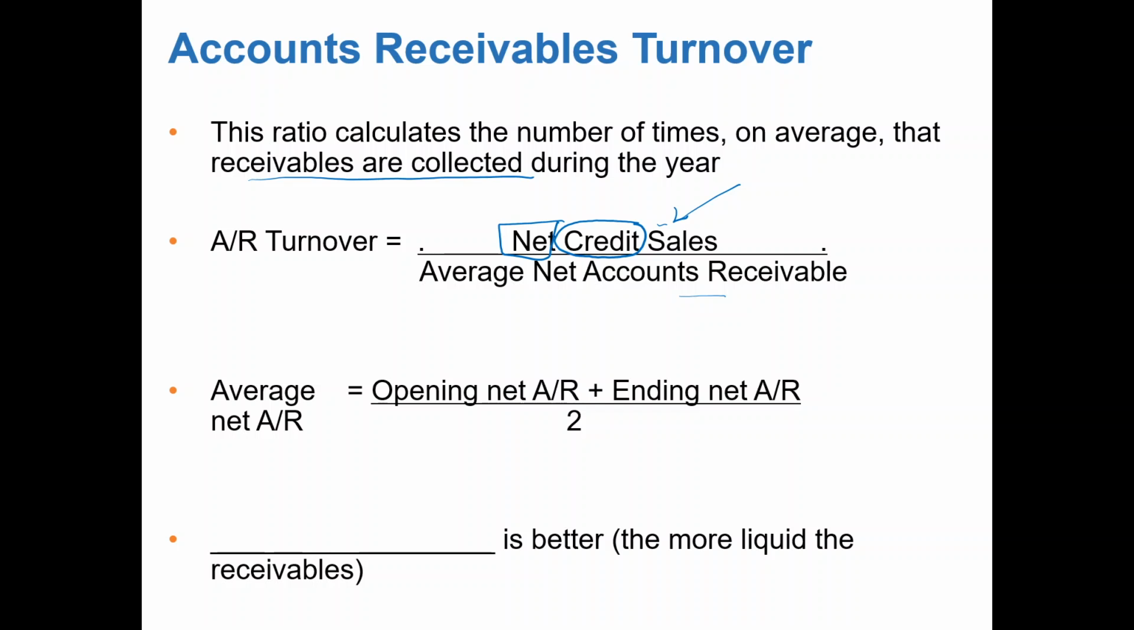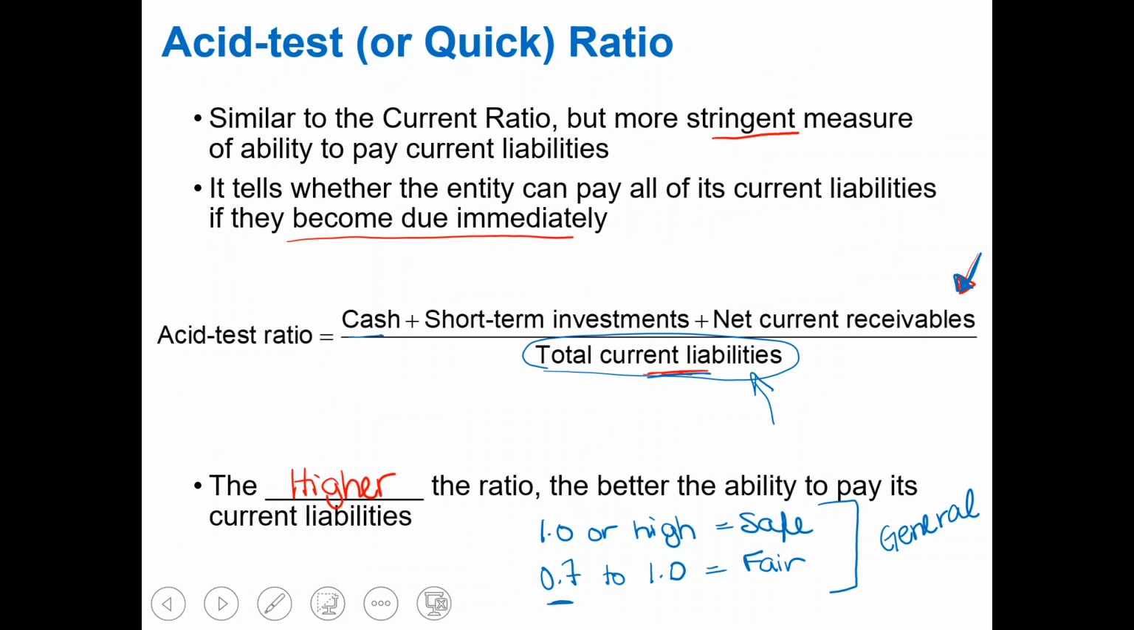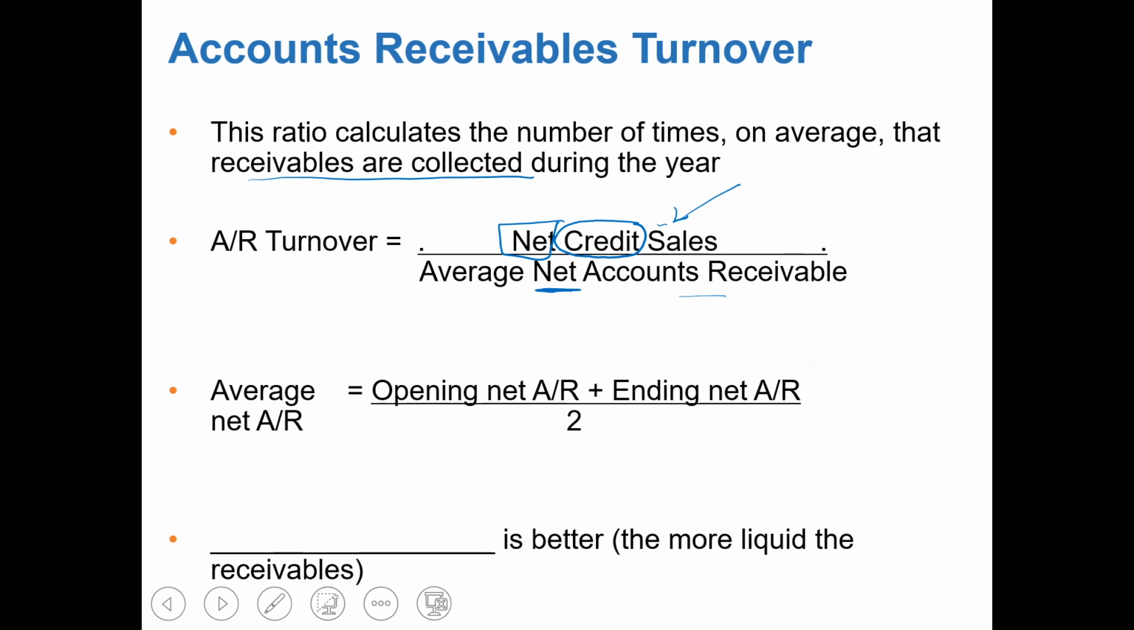We're also using average net AR. So the net for AR means after you've deducted the allowance for doubtful accounts. So not your full amount, but the amount after that allowance. And just to note, that was the same for this quick ratio. We use the net receivables here as well. So full AR minus the allowance for doubtful accounts equals these net receivables. That is what we would use in both of these ratios.